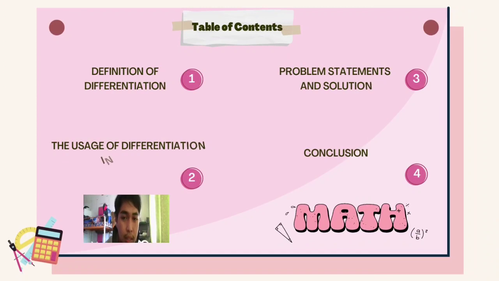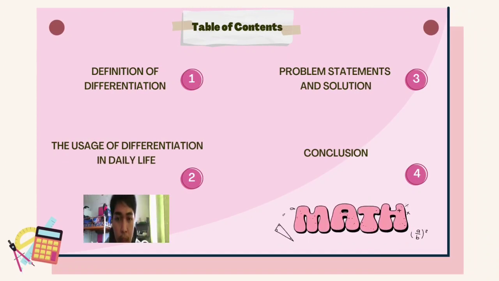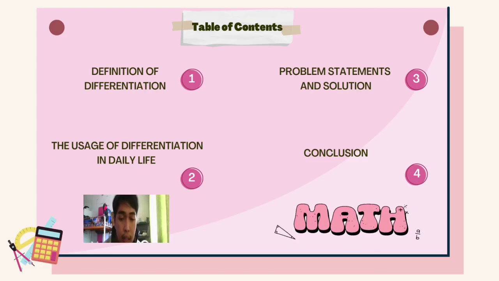Okay, so on this slide, we have our table of content that contains four things. That is definition. The second one is the usage of differentiation in daily life. The third one is problem statement and solution. And the last one will be conclusion.